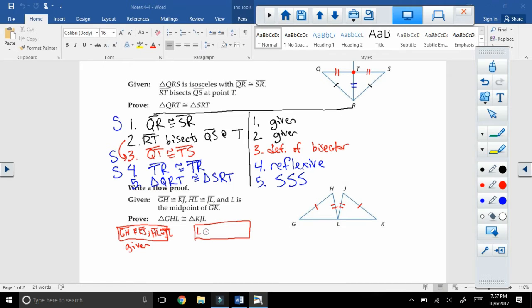The next one says that L is the midpoint of GK, and that's given. And then because of that, I know something else. Since L is the midpoint of GK, I know that these two segments are congruent. So GL is congruent to LK, and this is the definition of midpoint.